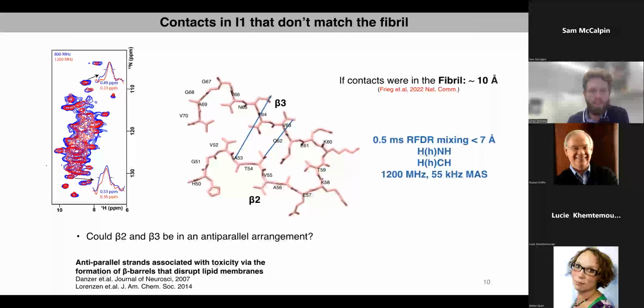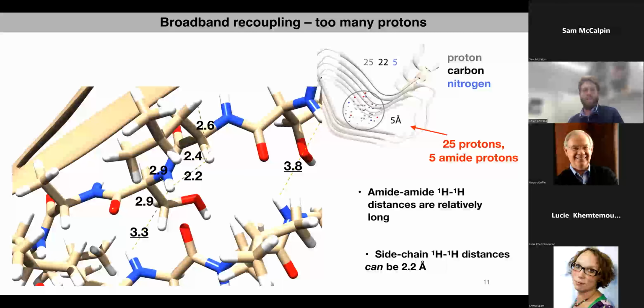So to do that, we need to improve the method, and this is something that we do here in Göttingen as well, continually trying to improve the methods. Just to show the problem a little bit more generally, when we do broadband proton recoupling, really the signal is quickly diluted into a large number of protons. On the right, you can see that even within 5 angstroms, there are 25 protons.